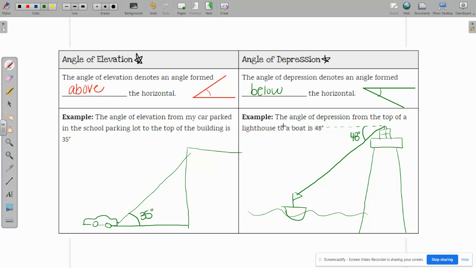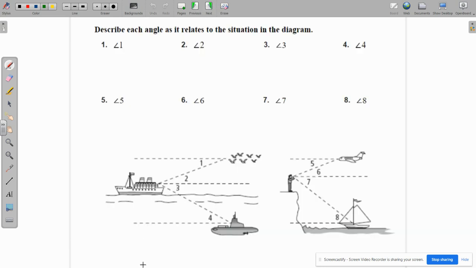So it has to always be from a horizontal. So you can draw that horizontal line in that you need to have in your picture. So let's look at some examples of angles of depression and angles of elevation. I have different numbers here in the picture, and we want to just describe what each of these angles are telling us. So I have some birds here, and I have a ship.